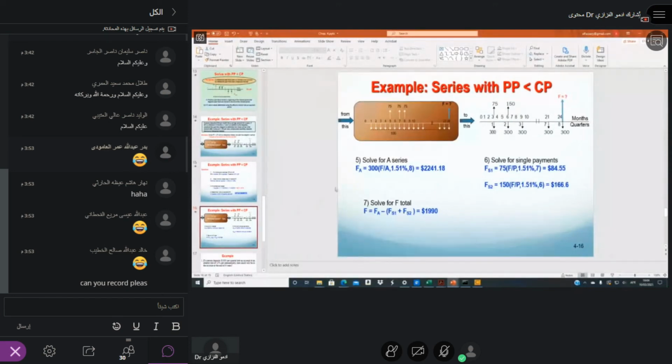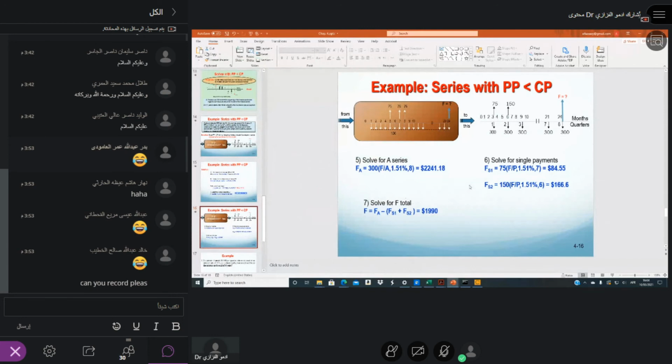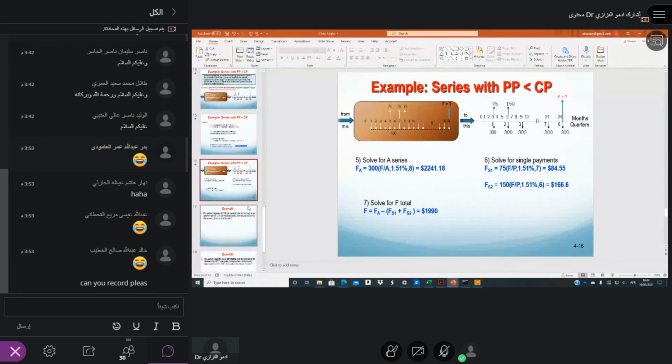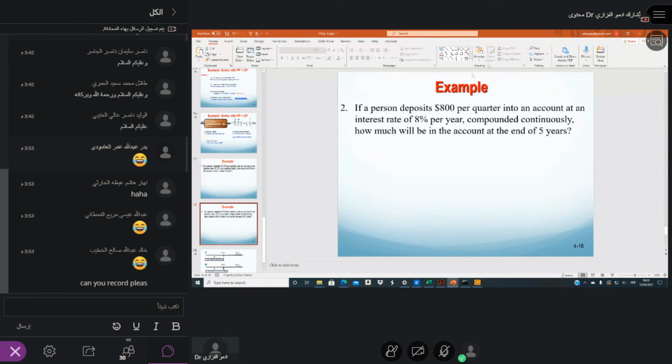So I will advise you again, when you are reading this chapter, you try to come up with an Excel version of these formulas. Just put everything inside, so you can calculate everything automatically once you give the values, and it will convert everything for you. So these are some examples that you can work on in your leisure time, and that is it. That is the end of this chapter.